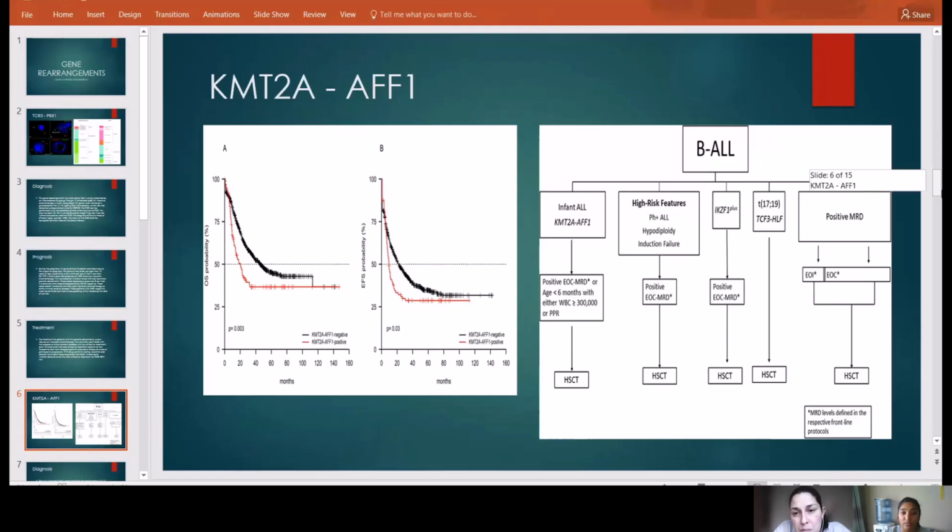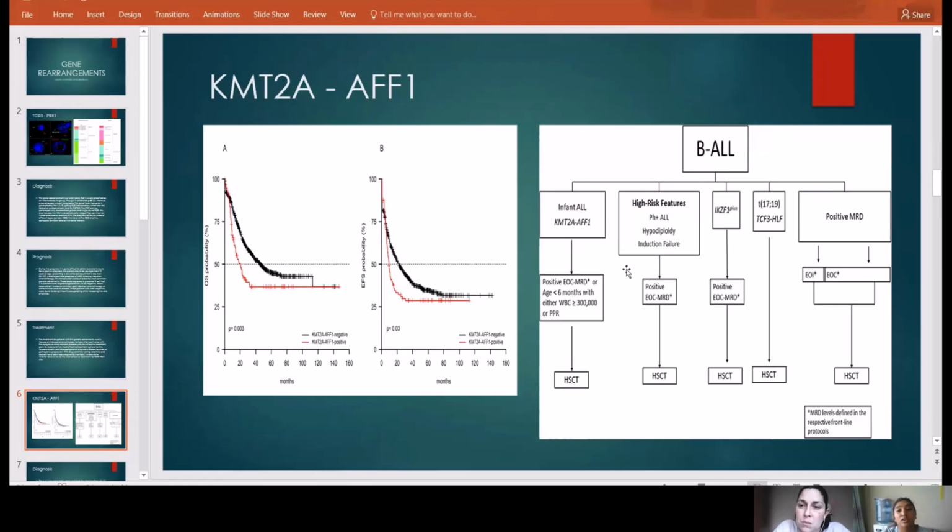The next one we can focus on is KMT2A-AFF1. This is not as an immediate risk as TCR. It has a more positive diagnosis and prognosis available.